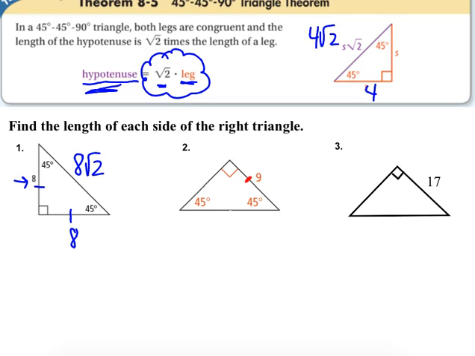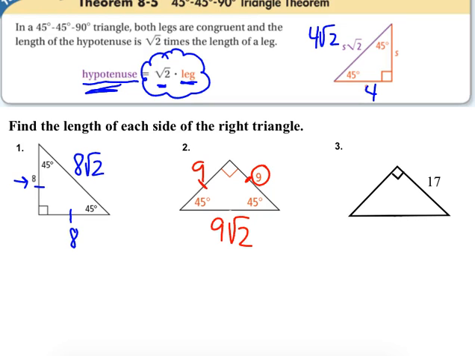Again, here's a leg and here's a leg. So if this guy is 9, this side is 9. Now how do you find the hypotenuse? You take your leg, 9, times the square root of 2. Okay?